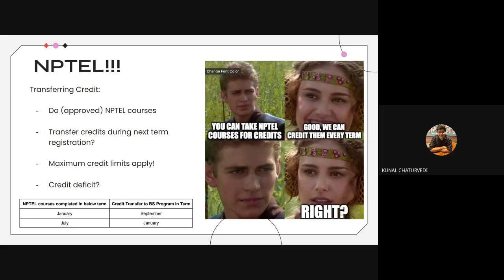So if somebody has completed their NPTEL end terms in the July to October cycle, they can transfer. These courses will be available for credit transfer during the January term course registration on your portal itself. You have to pay the default fee of 1000 per credit from NPTEL to be transferred into IIT-M BS. So if you are doing a 4 credit transfer from NPTEL into IIT-M BS, then you have to pay 4000 rupees.